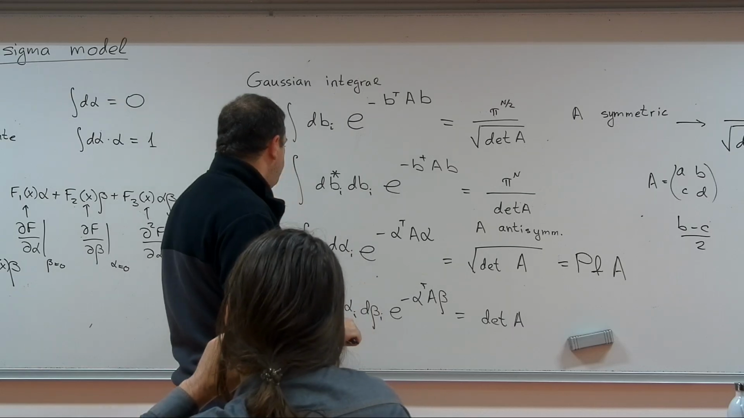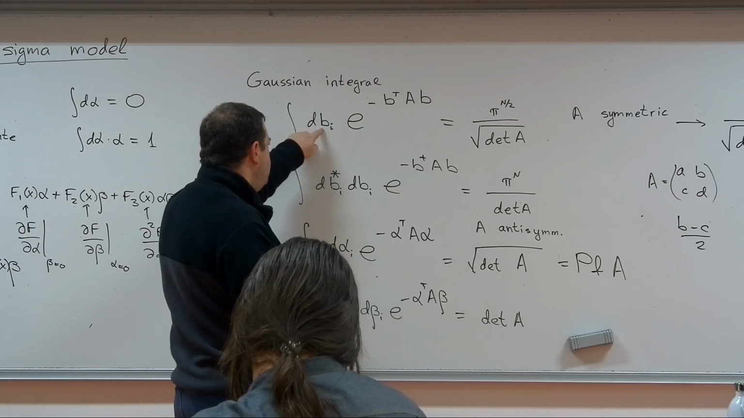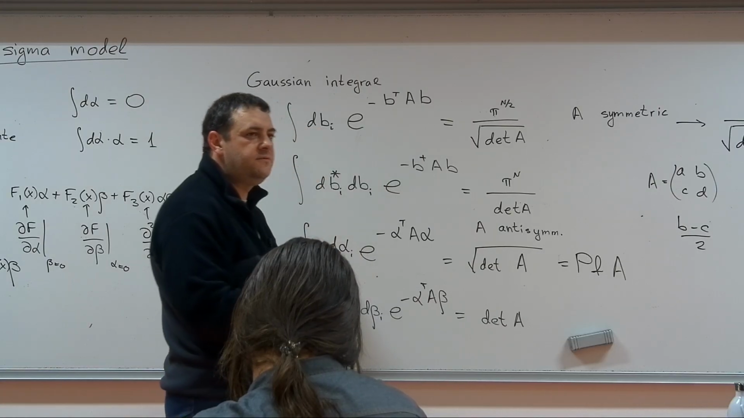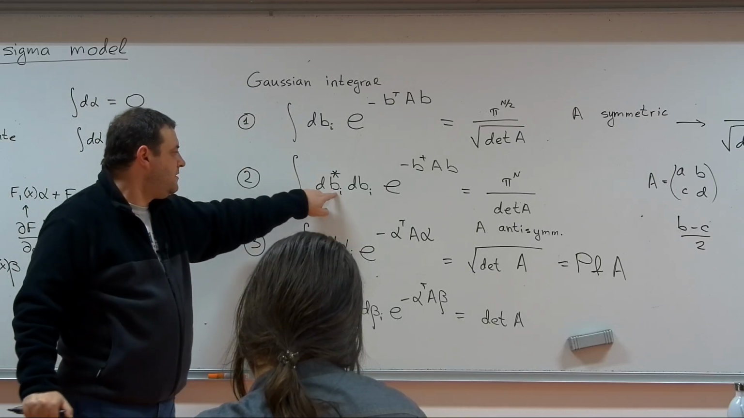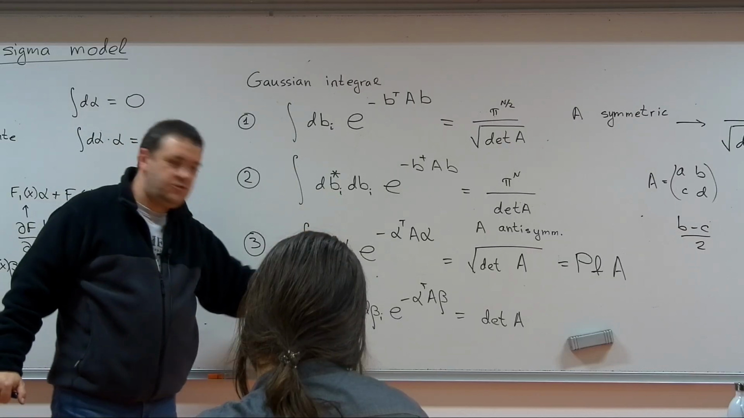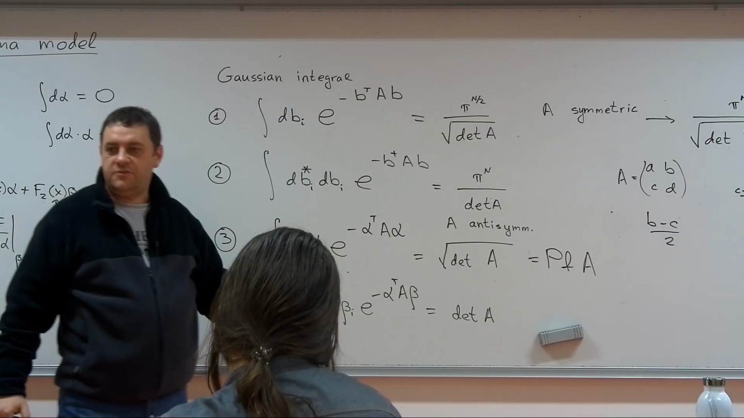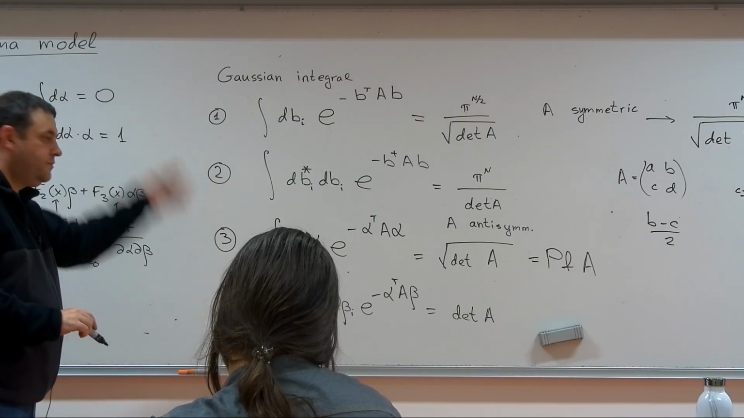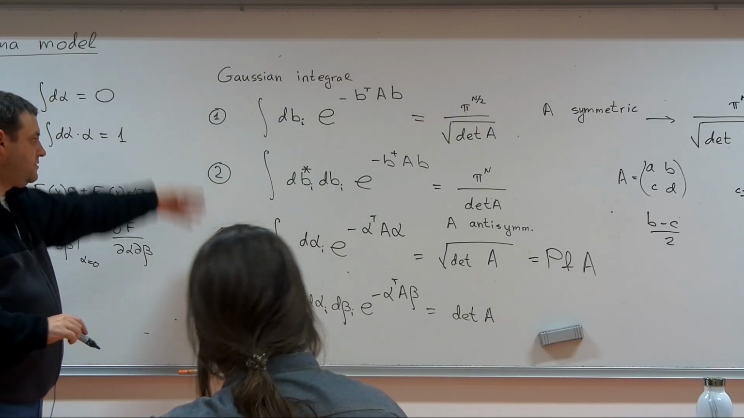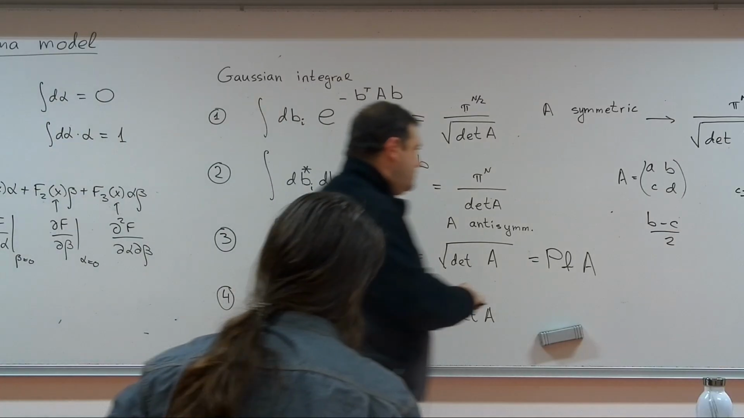This is a usual variable, this is a Grassmann variable. You see, this is a Latin letter and this is a Greek letter. That's the difference. These are two Grassmann variables. A here is arbitrary. So we will need to know how to compute these Gaussian integrals and nothing else about Grassmann variables.